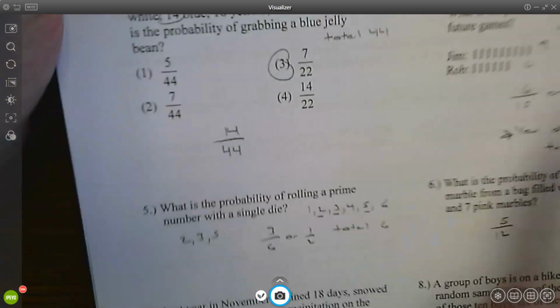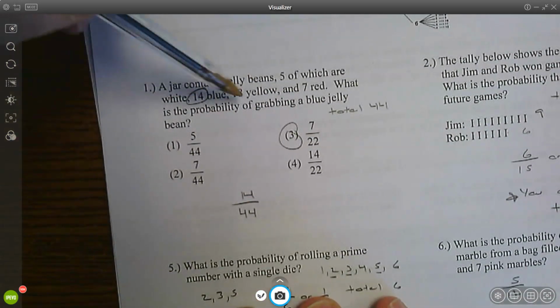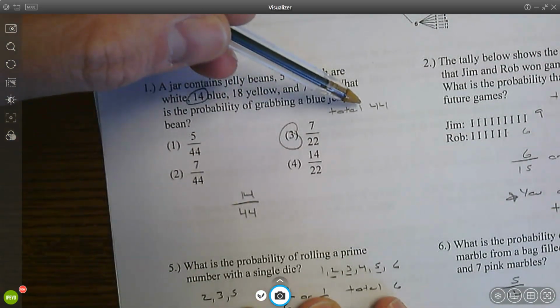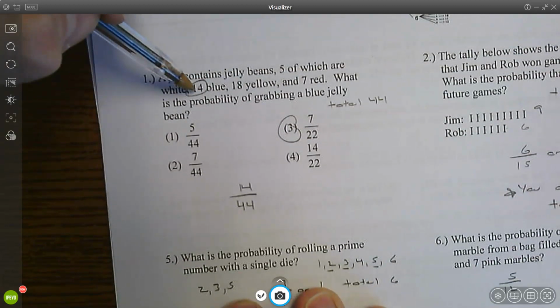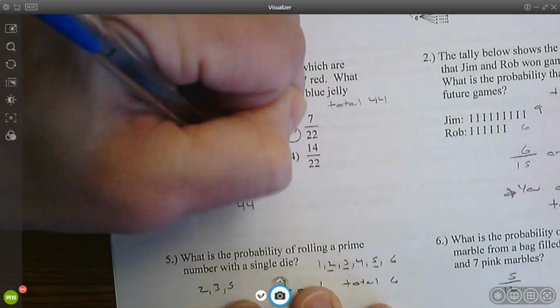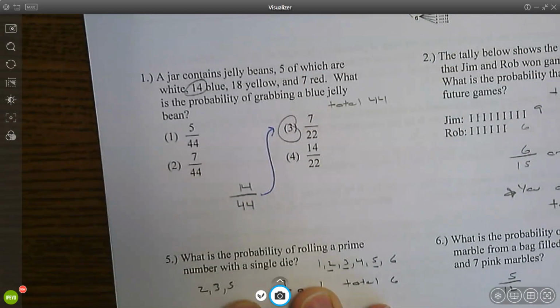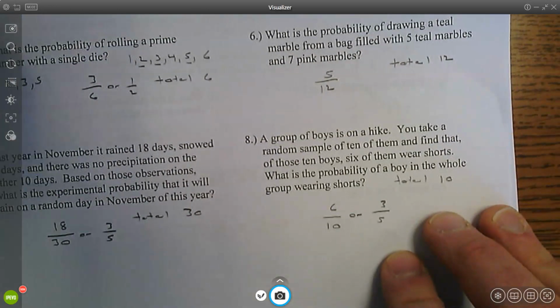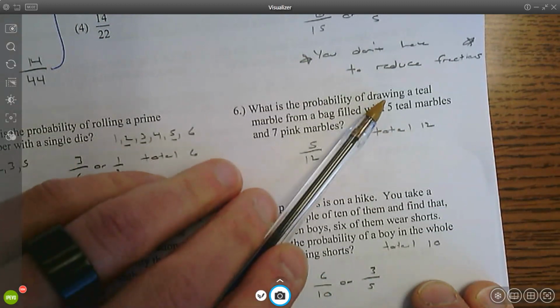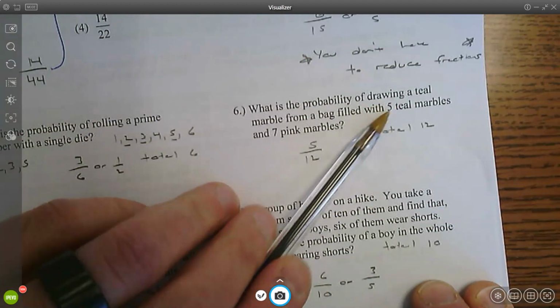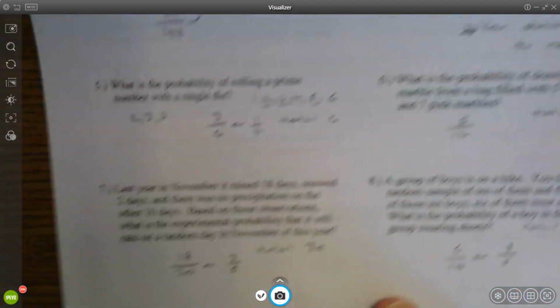Let's go through those. Question 1, you have to sum up all the marbles. There's a total of 44. 14 are blue. They're not marbles, they're actually jelly beans. 14 out of 44. You're going to have to simplify or reduce that. You can do that in the calculator, it's 7 out of 22. Question 6, total number of marbles is 12. What's the probability of drawing a teal? 5 are teal out of the 12 total.